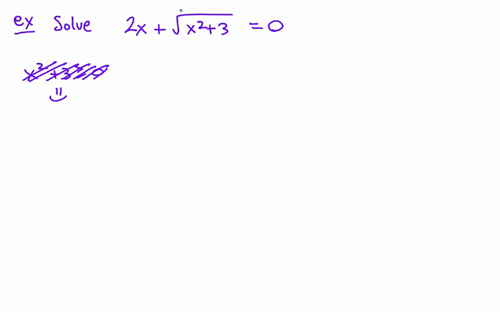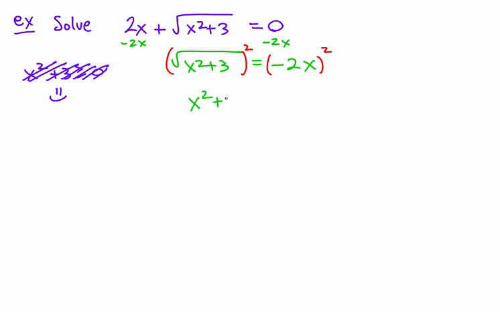First step, we need to get the radical part by itself. So I'll just leave it on the left-hand side, and I'll move the 2x to the other side by subtracting 2x on each side. And so I get minus 2x. So that's the first step, isolate the radical. Second step is to take the sides and square them. So on the left-hand side, squaring and square rooting just gives me x squared plus 3. And on this side, squaring it, so negative 2x times negative 2x gives me 4x squared.